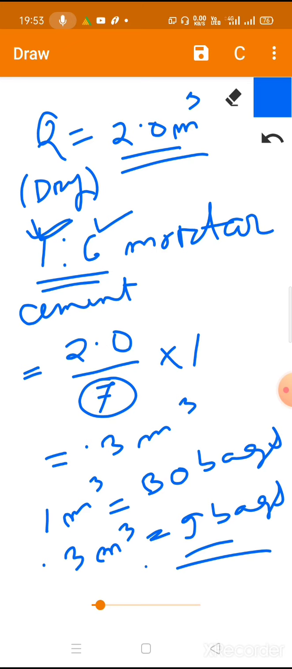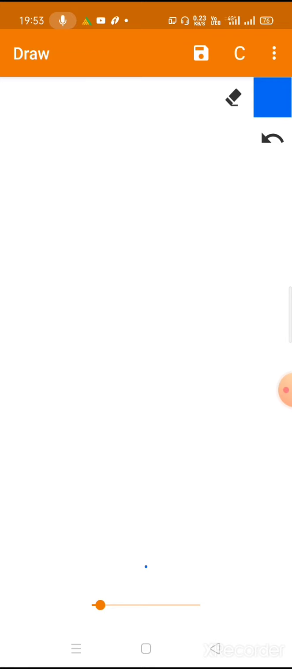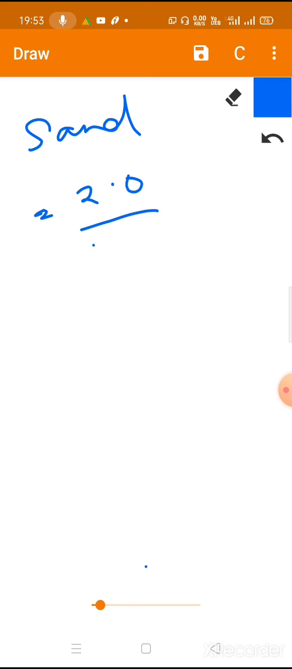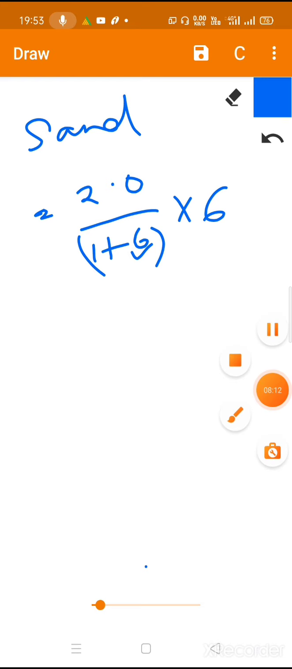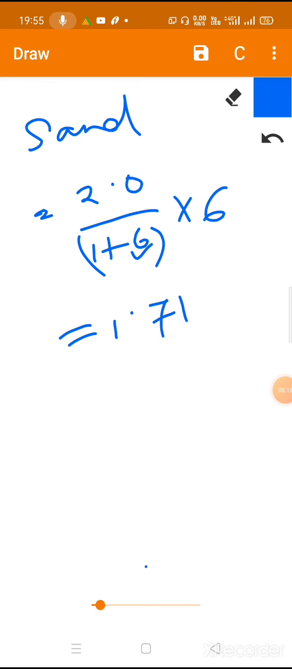Okay, now let us calculate the quantity of sand. What is the total dry volume? 2 meter cube. What is the total ratio? 1 plus 6, 7. So what is the contribution of sand? It is 6. So multiplied by 6. How much is this one? Now this comes as 1.71 cubic meter. This is the exact quantity.